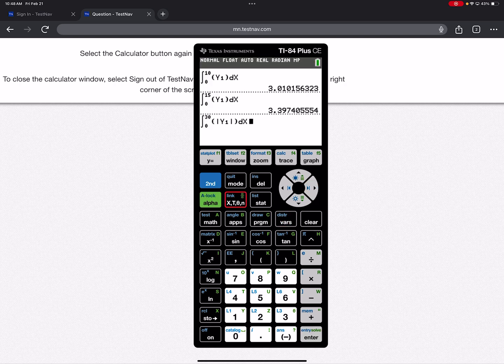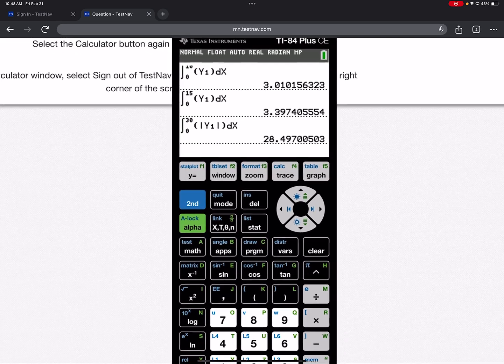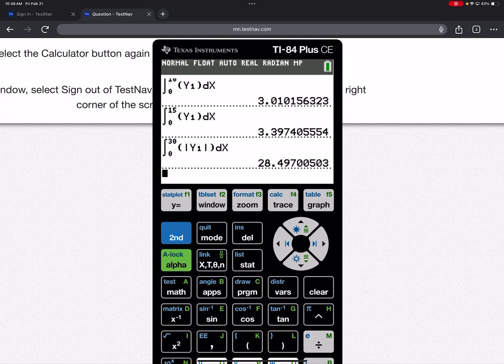dx, and just doing some predictions, should our answer be bigger or smaller? Bigger, right? And there you go. 28.497 what? Miles.